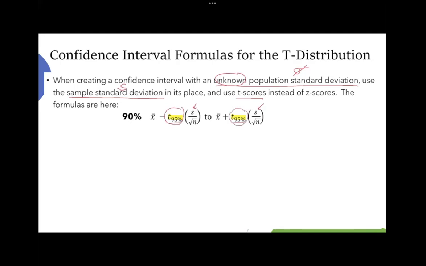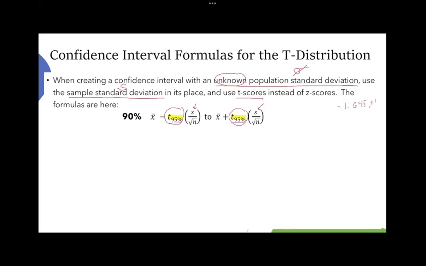Now, we haven't yet looked at what t 95% actually is. It turns out we're going to need our calculator for this part to figure out what the t-score is. It changes based on the sample size.